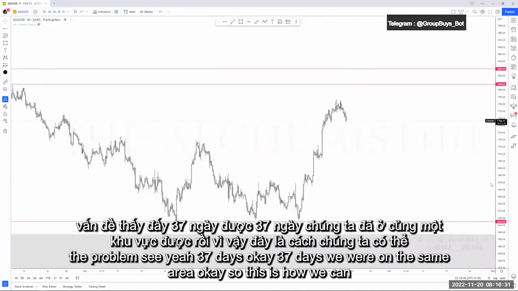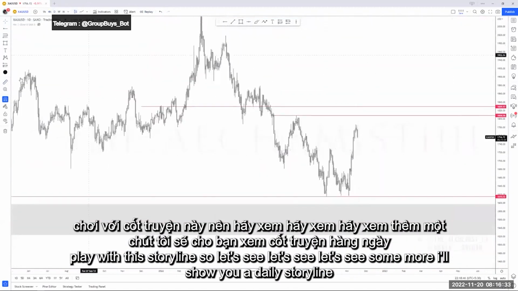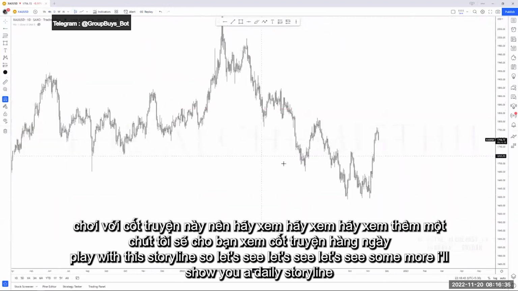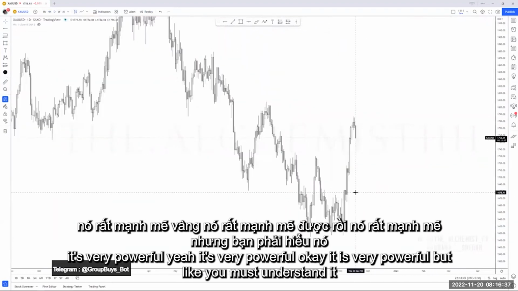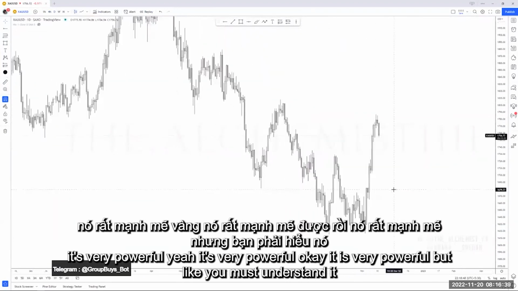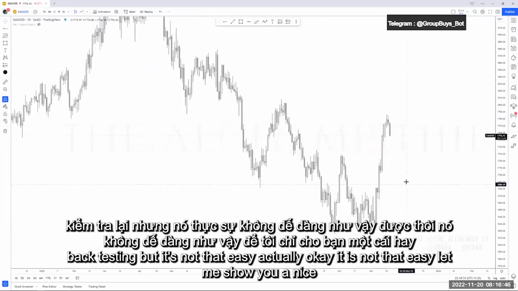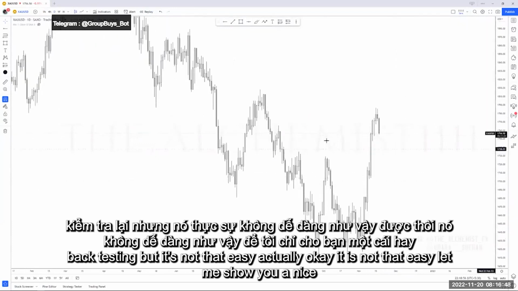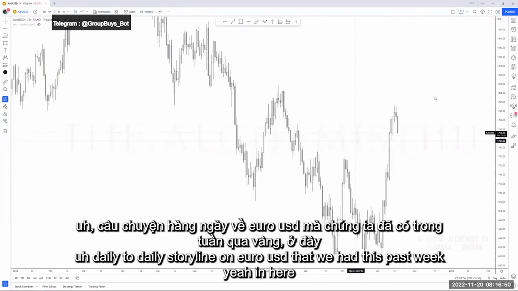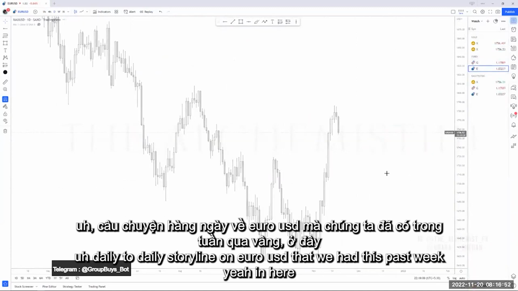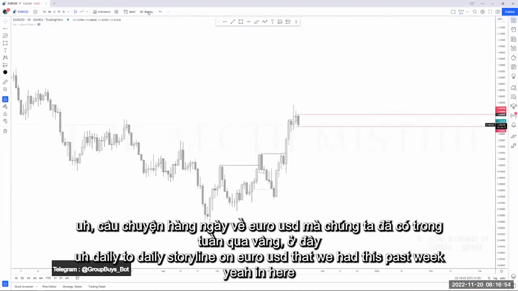Okay, so this is how we can play with this storyline. So let's see some more. I'll show you a daily storyline. It's very powerful, but you must understand it very well. That's the thing. You have to do the back testing because it's not that easy actually. Let me show you a nice daily to daily storyline on Euro USD that we had this past week. Yeah, in here.